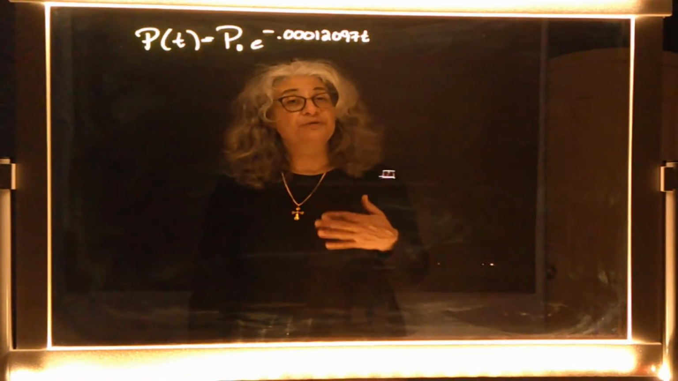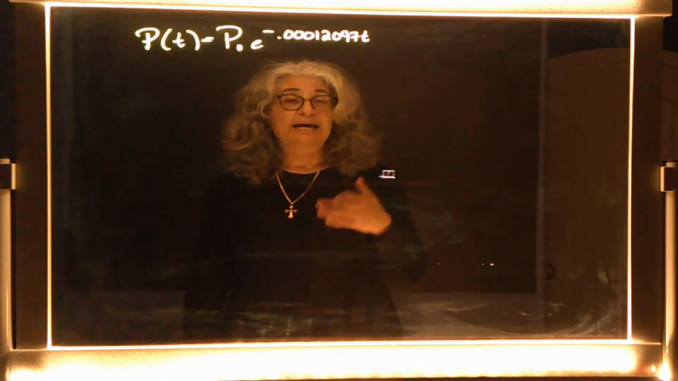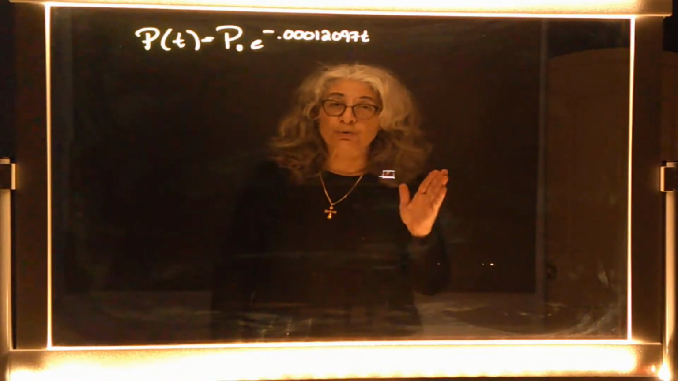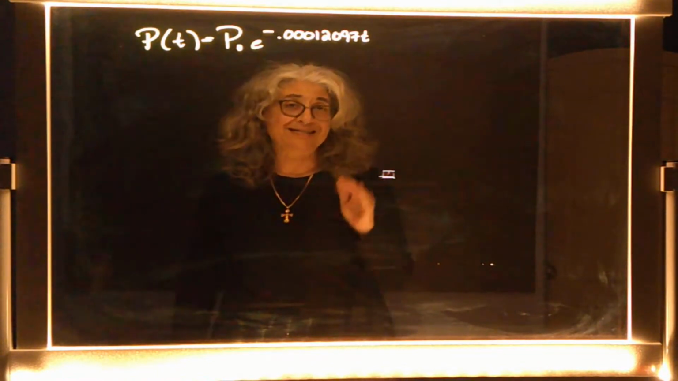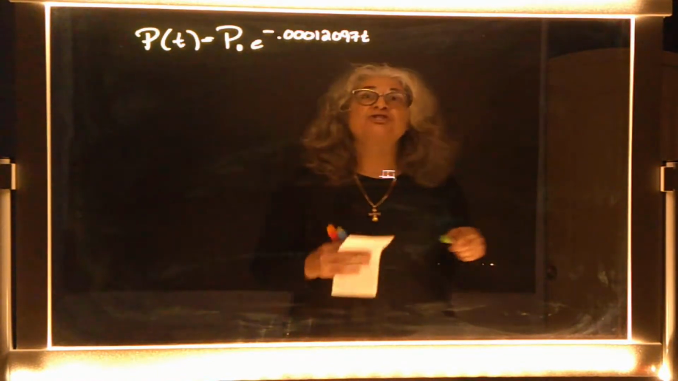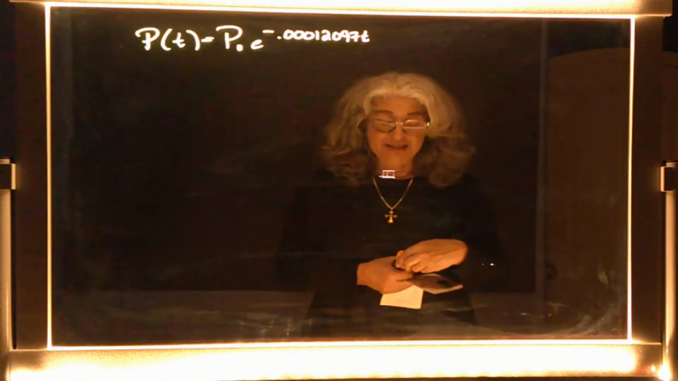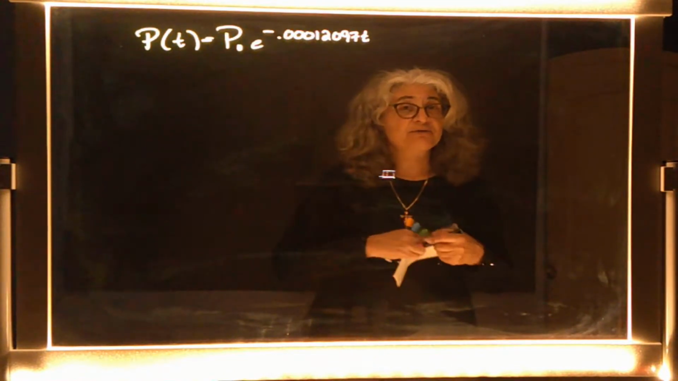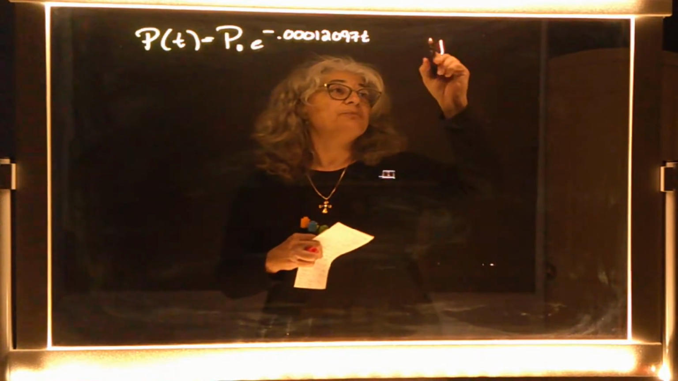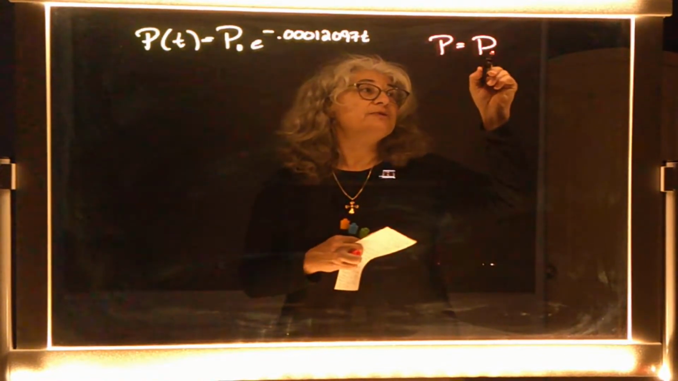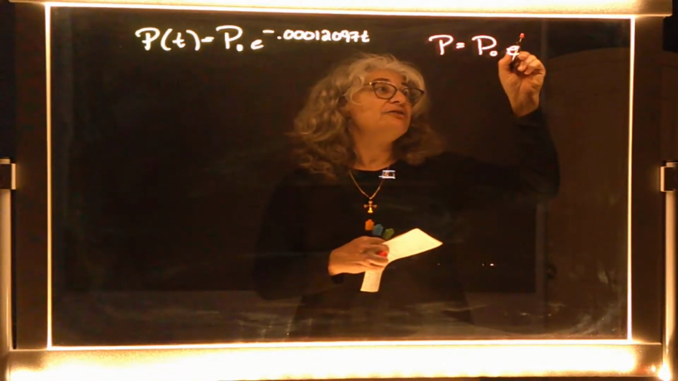Okay, so now we're moving into the decay models. And just like the growth models, we're going to be using the exact same generic formula. And that generic formula, in case you had forgotten, looks like P equals P sub 0 times e to the kt.